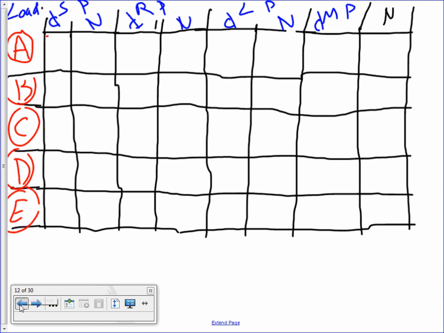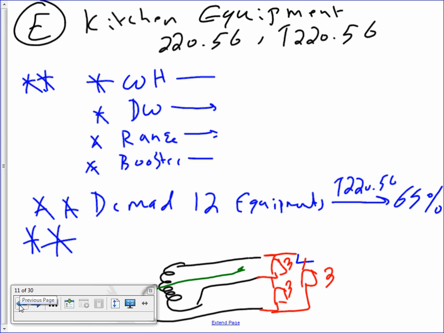Now, oops, not this one. The last step is E, the kitchen. For the kitchen, I have step 3. This will be in your sheet. When you go to your sheet, this is equivalent to 3, kitchen equipment. Okay, let's go look at the kitchen equipment that we have.